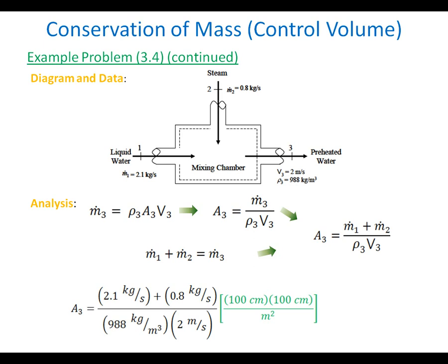Now, I don't always remember my relationship for areas. I don't remember exactly what meters squared is related to centimeters squared, so I just broke it up, and I said 100 centimeters times 100 centimeters, because I know 100 centimeters is 1 meter. Okay. When we do that, put it all into the calculator, what we get is 14.7 centimeters squared. Okay, so this is how you would apply conservation of mass in a control volume to a real-world problem.